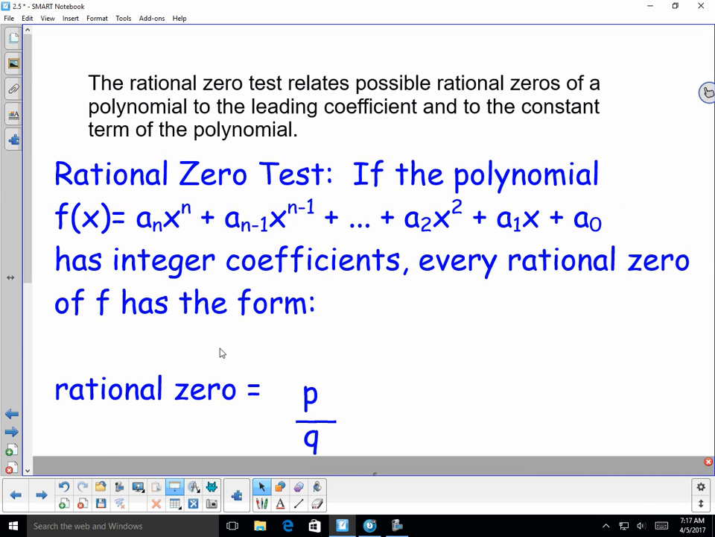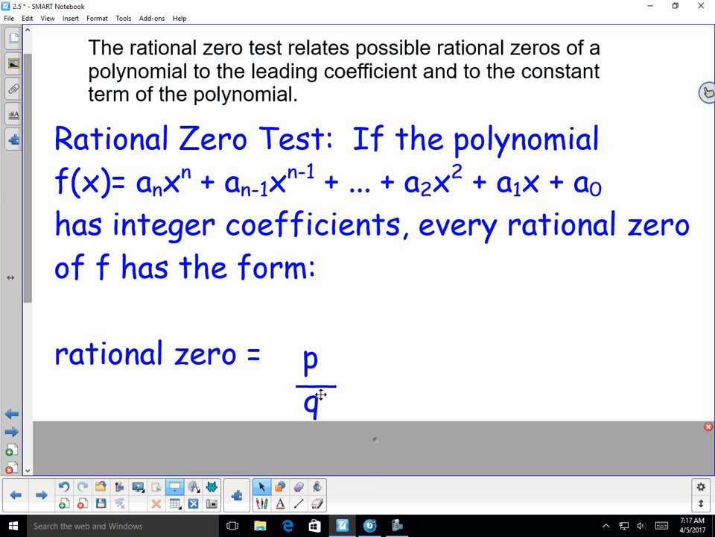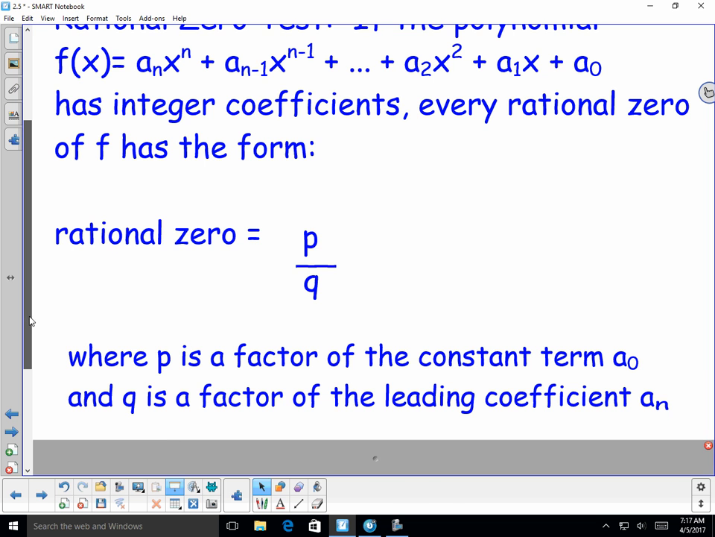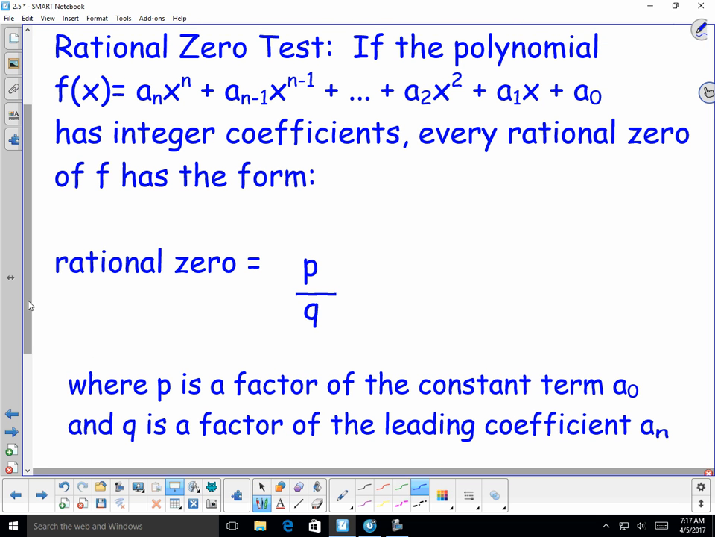If the polynomial function f of x equaling a sub n x to the n plus a sub n minus 1 times x to the n minus 1 plus dot dot dot all the way down to a sub 2 x squared plus a sub 1 x plus a sub 0 has integer coefficients, then every rational zero of this function is going to be of the form p over q, where the p values are the factors of our constant term, a sub 0. So our p-values are going to be factors of this. And then the q-values are going to be factors of our leading coefficient. So our q-values are going to be factors of that.